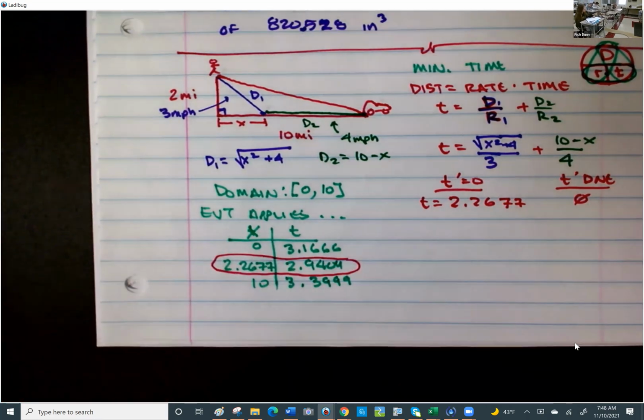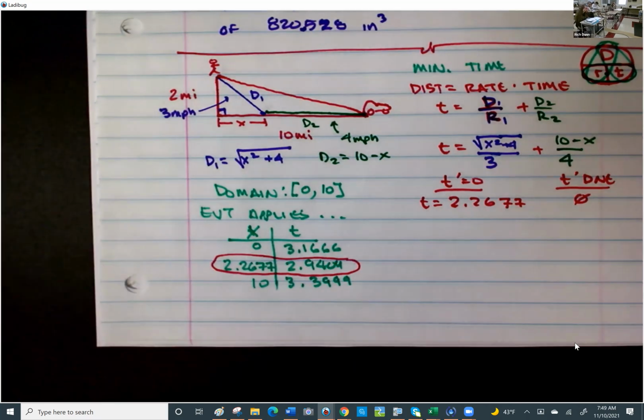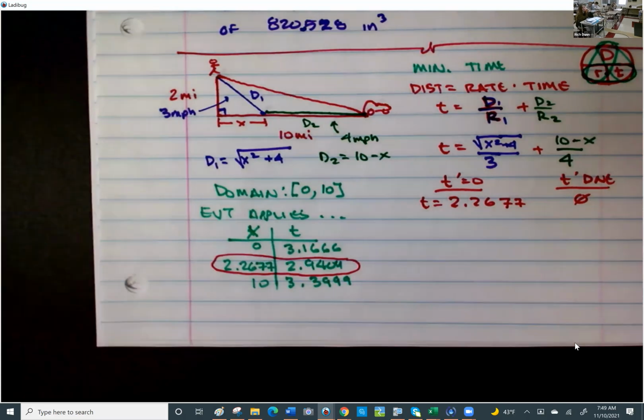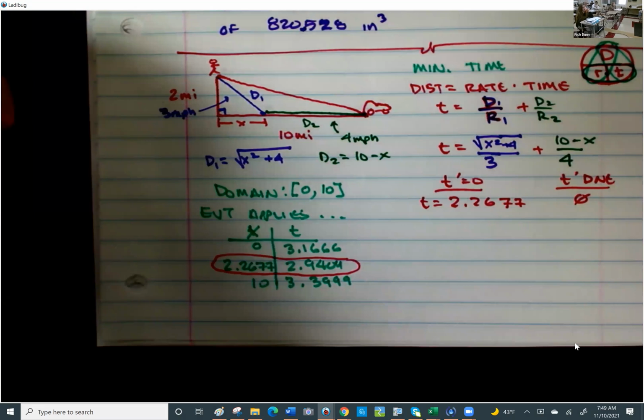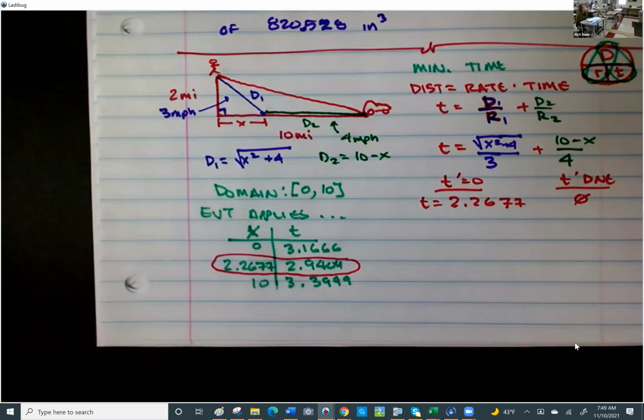Okay, now let's reread our question. Was it asking us what is the fastest time? No, or what would be the least amount of time? Yes. Oh, wait a second. It says toward what point on the road should she walk? So I need to decide what that is. And to make it simpler in my description, here's what I'm going to do.